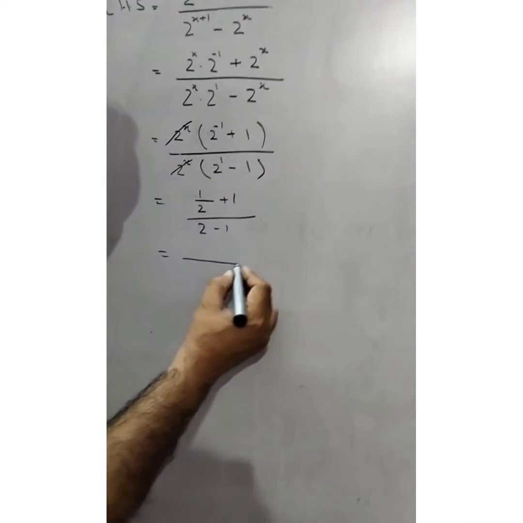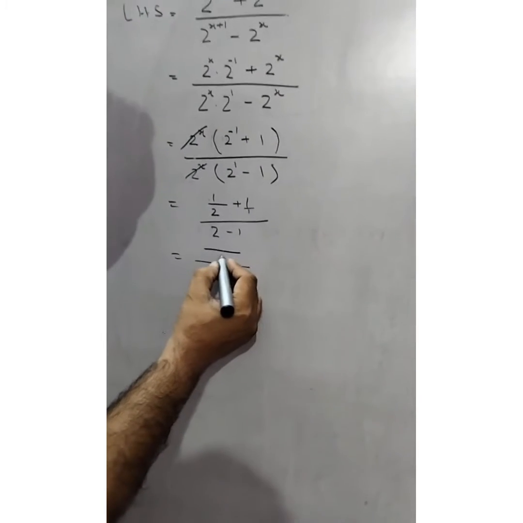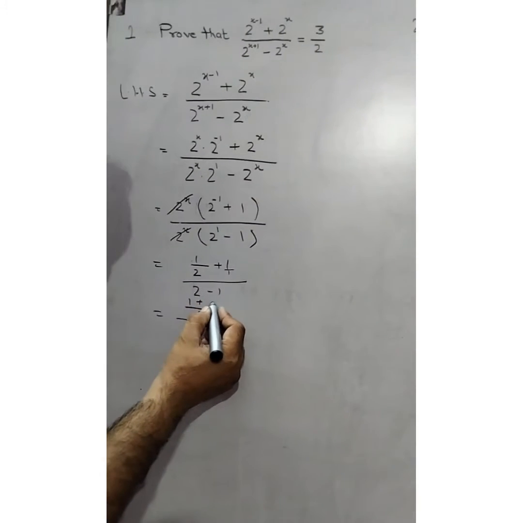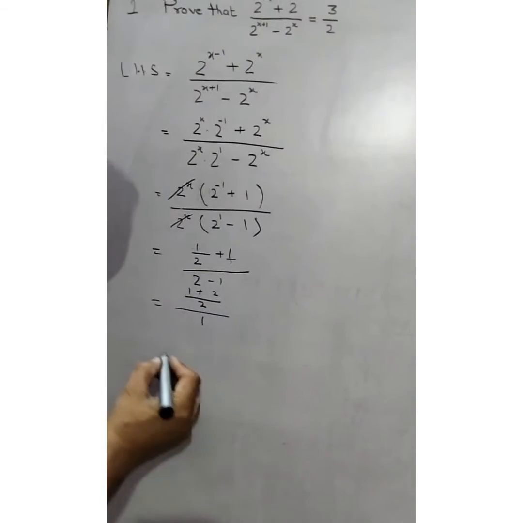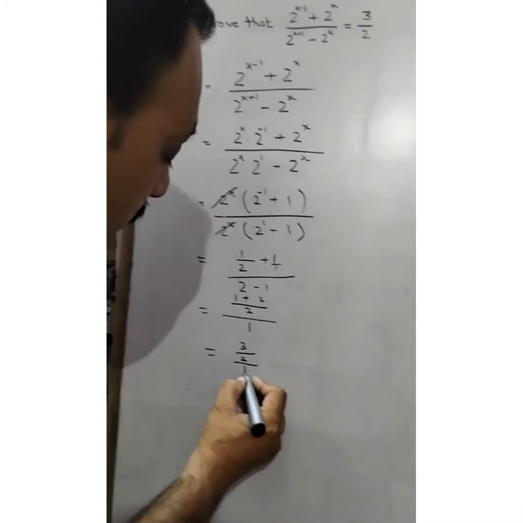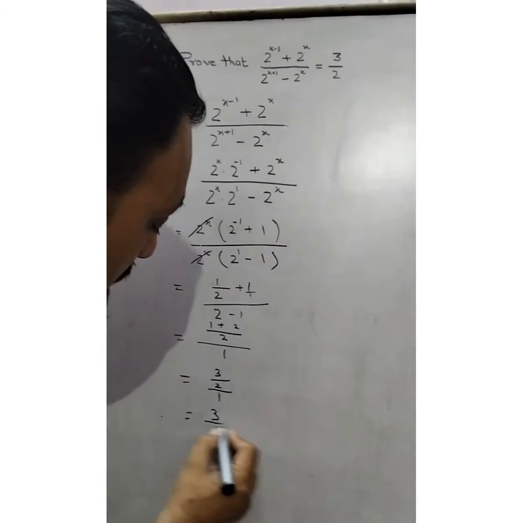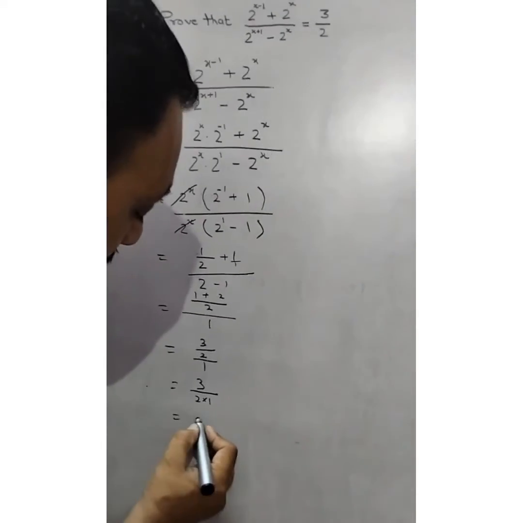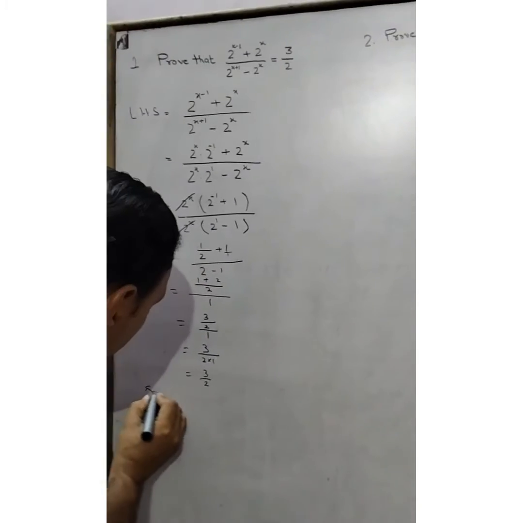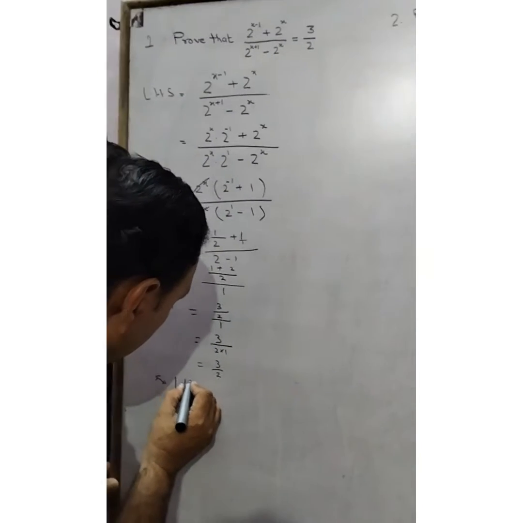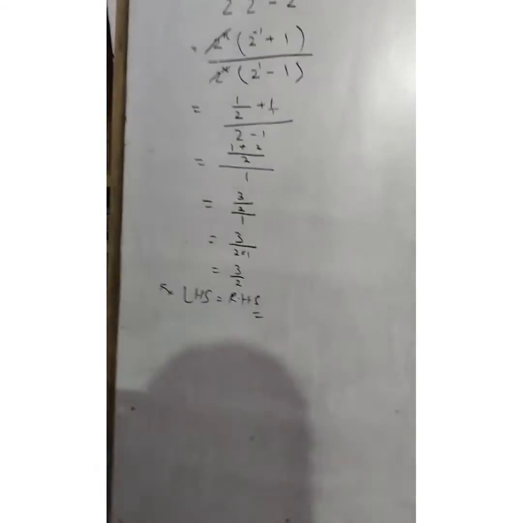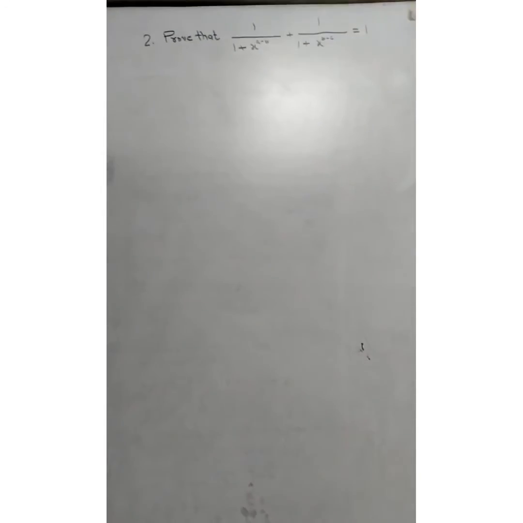Now taking the LCM, 2 is the LCM, so 1 plus 2 ones are 2, and 2 minus 1 is 1. So 1 plus 2 is 3 over 2, over 1. Now 3 upon 2 into 1 means 3 over 2. This is the RHS. So LHS is equal to RHS. Okay. Now we will do the next question.